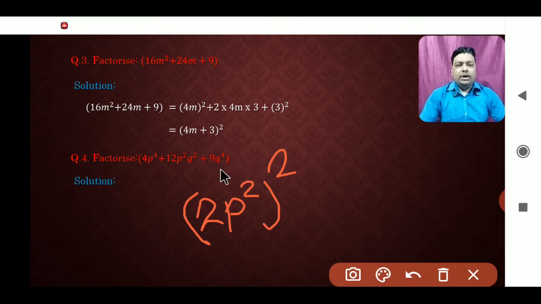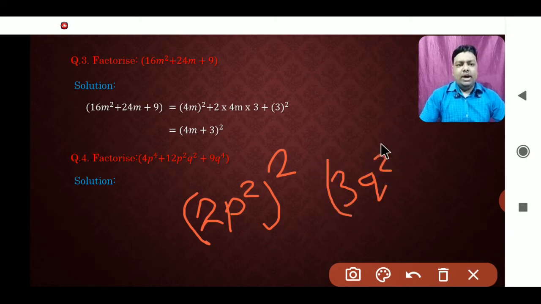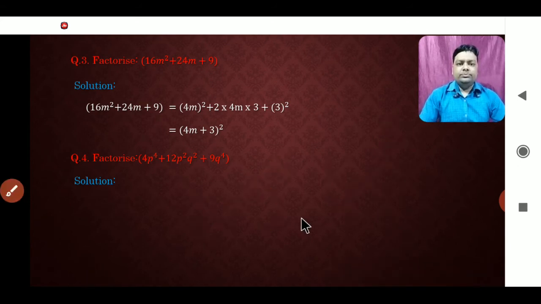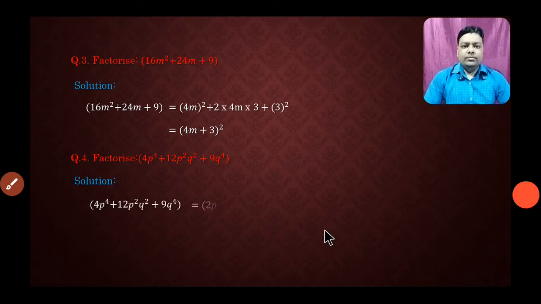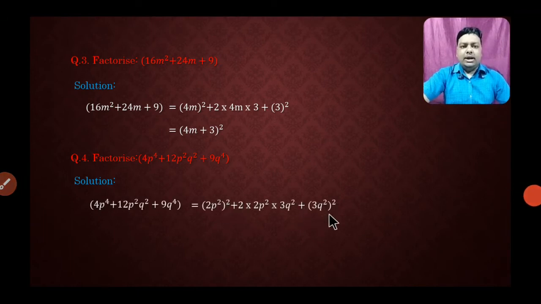Okay, now the last term, 9q to the power 4. So we can write it again like 3q square to the whole square. Here we can see the value of a as 2p square and the value of b as 3q square. So 2p square to the whole square and the last term 3q square to the whole square. Here you can see that the value of a is 2p square and the value of b is 3q square.